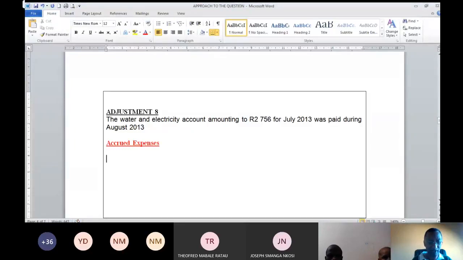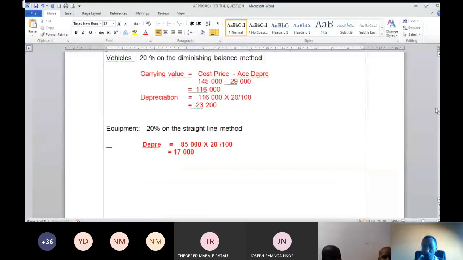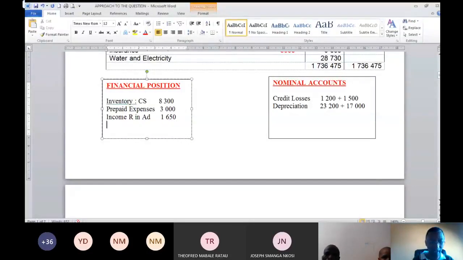So the accounts affected will be accrued expenses and water and electricity. So there is water and electricity that we did not pay at all. We go back to our trial balance now and update it. We are working with a financial position account called accrued expenses, classified as a liability. And your accrued expenses now, guys, is the amount of 2,756.